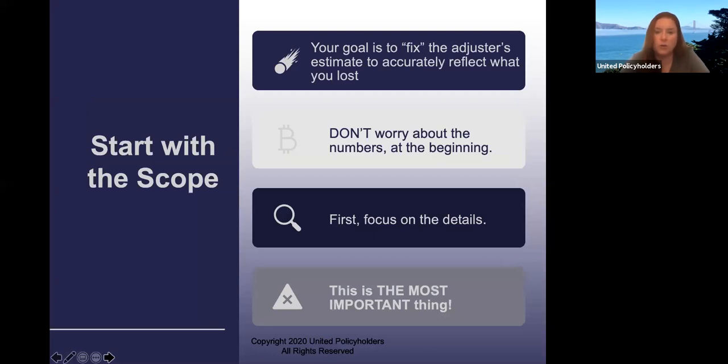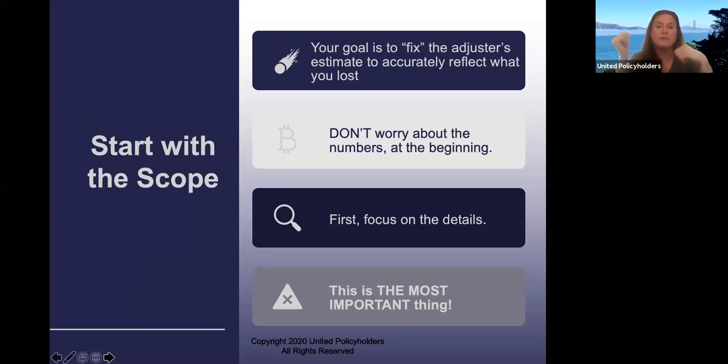So we want to start with the scope. And the goal, and this is the insurance company's scope. And a lot of people don't see the necessity for this. They say, well, look, I've got a contractor's bid. I don't need to do that.